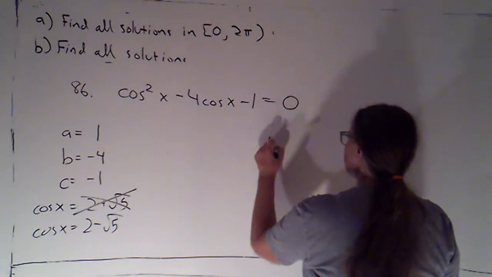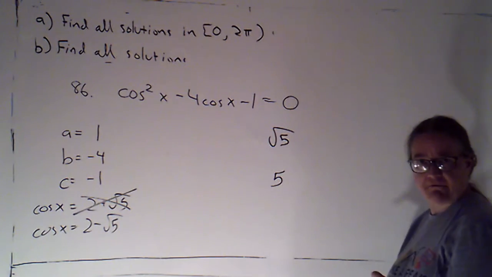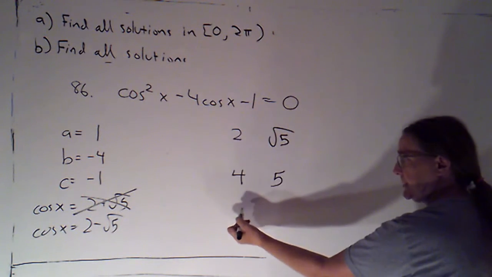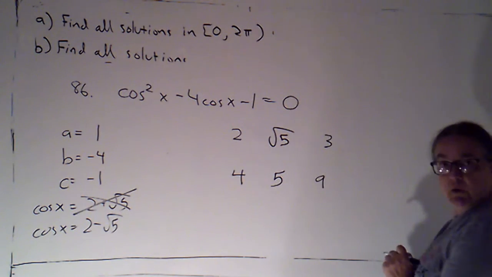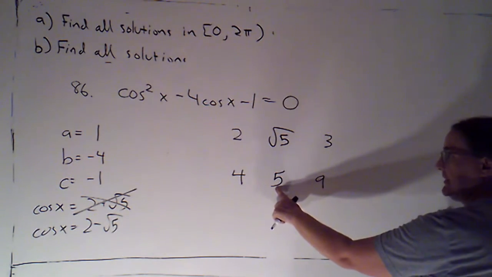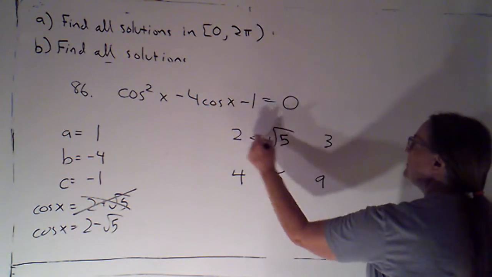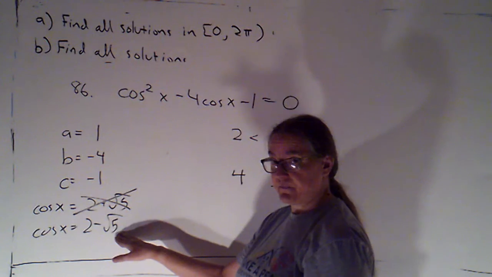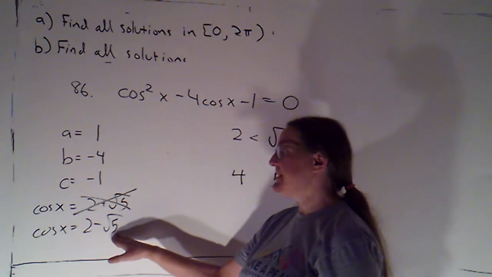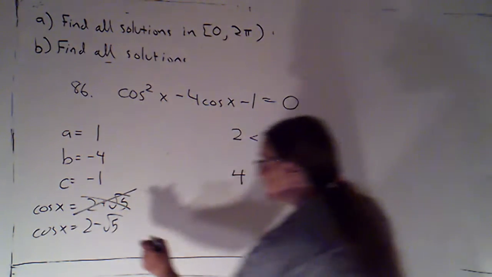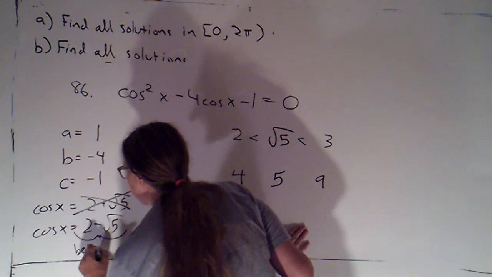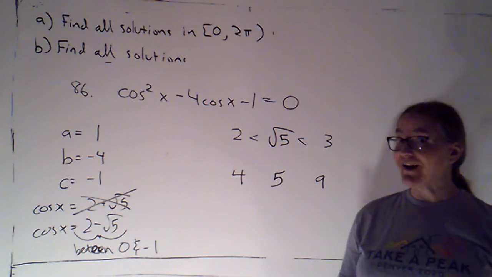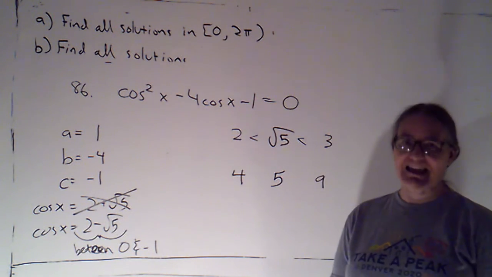Okay, so let's see, root 5. If I were to square that, I would get 5. Now, 2 squared would give me 4. That's a little bit smaller. 3 squared would give me 9. That's a little bit bigger. So since root 5 squared is between 2 squared and 3 squared, root 5 is between 2 and 3. Now, if that was 2, 2 minus 2 would be 0. If that was 3, 2 minus 3 would be -1. So this is between 0 and -1. So it is in the range of cosine, so I need to keep going, and it's a negative number.